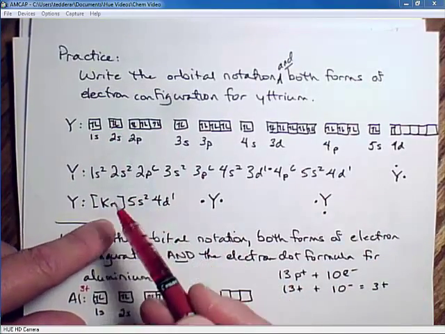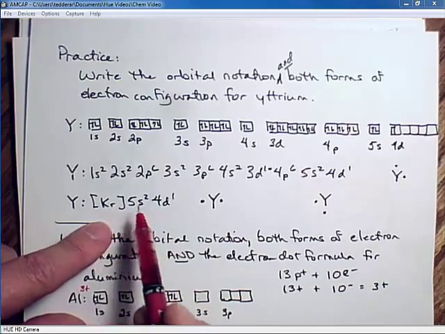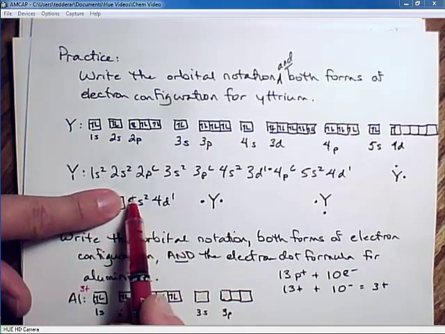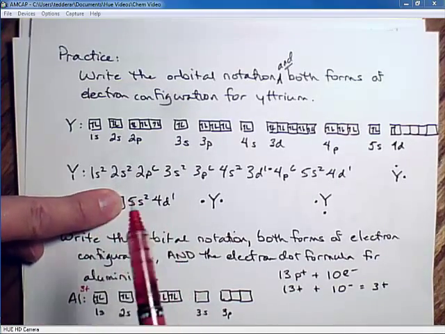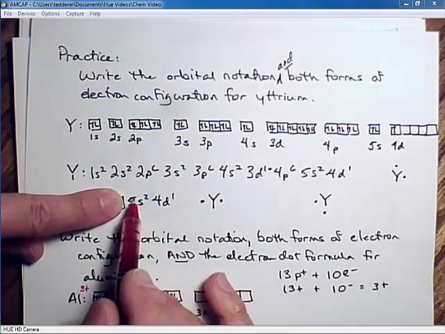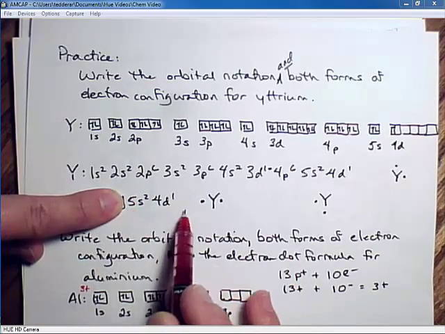Then we further condense the electron configuration down to this, because we really only care a lot in chemistry. We care about the other things too, but mostly we care about this outer energy region here.